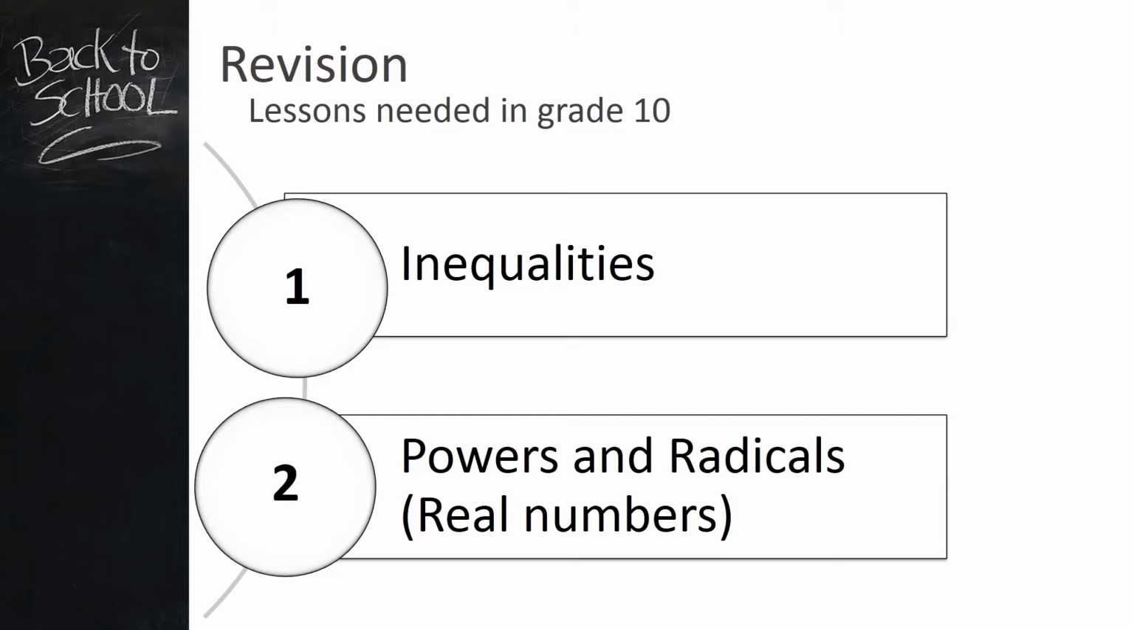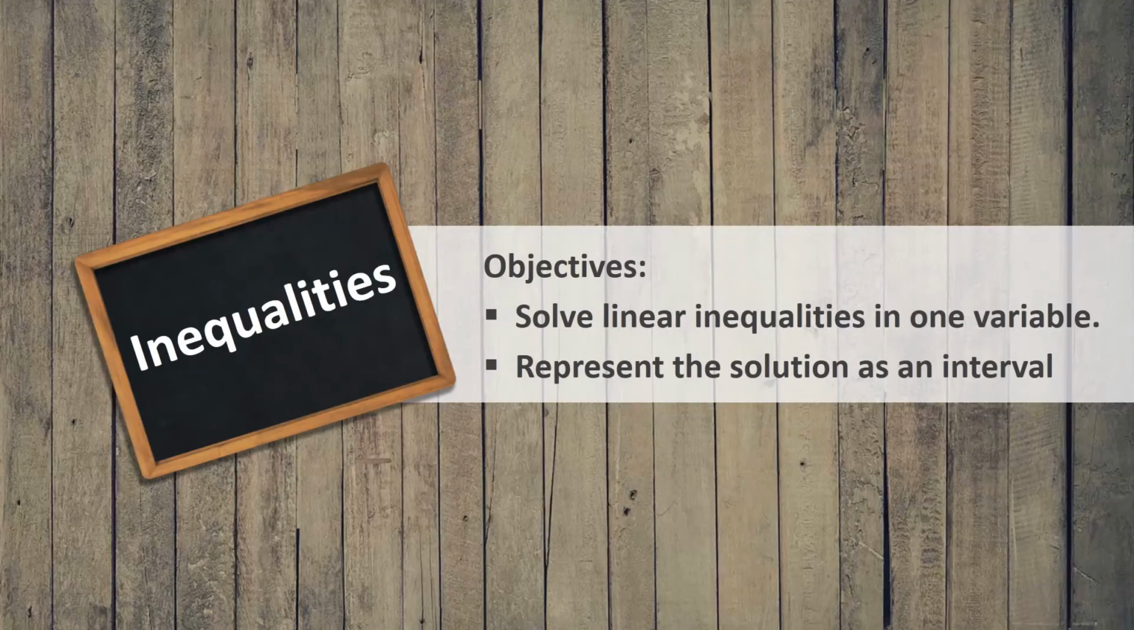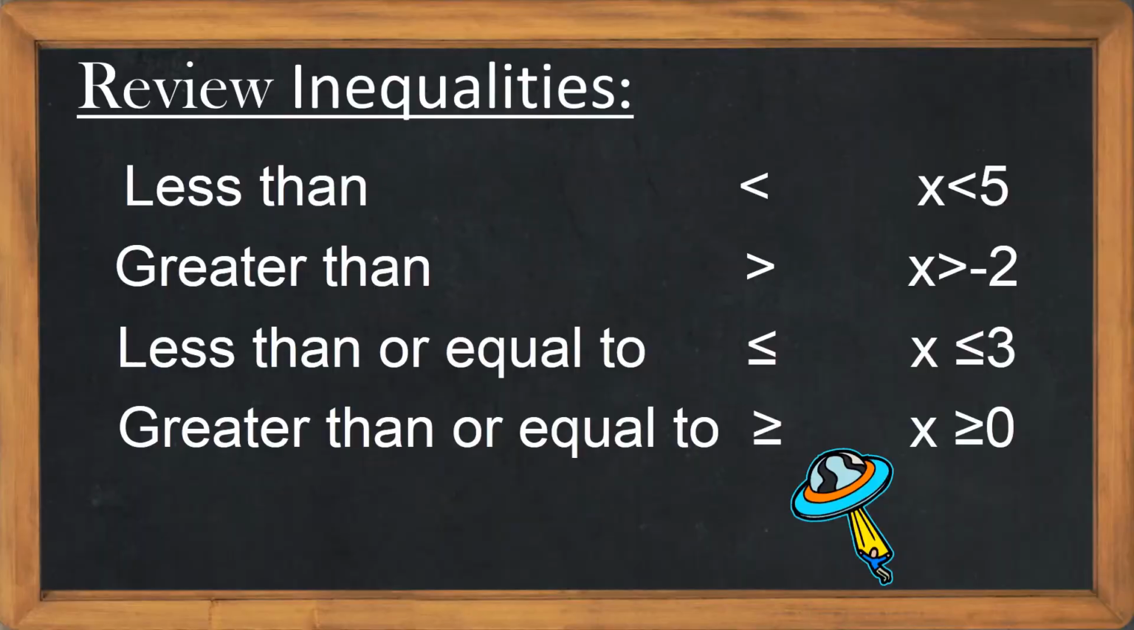The first lesson is inequality, so we are going to remember together what an inequality means. And the second lesson is powers and radicals, or real numbers. First of all, the first lesson, which is inequalities. The objectives are to solve linear inequalities in one variable and to represent the solution as an interval. First of all, let us review inequalities.